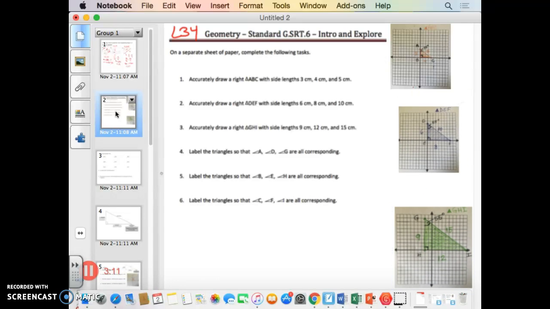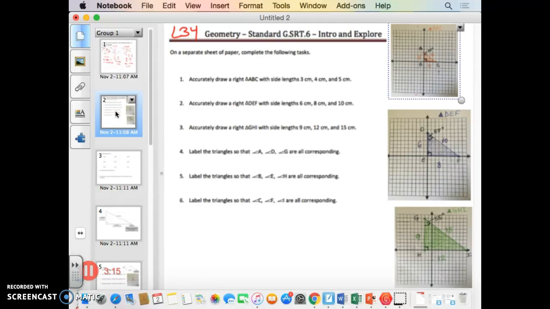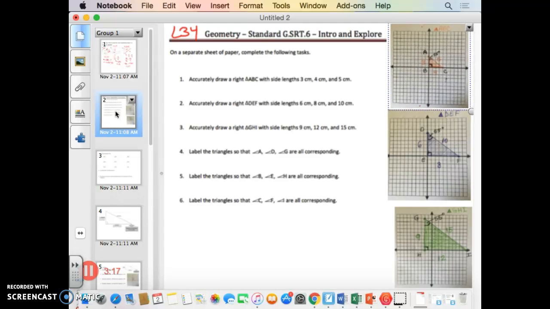This is GHI, this is DEF, and this is ABC. Okay, so you should have, and I did mine 3 different colors. And I went ahead and labeled my angles, and you'll see that angle A corresponds to angle D, which corresponds to angle G. And the right angles are B, E, and H, and they all correspond as well.